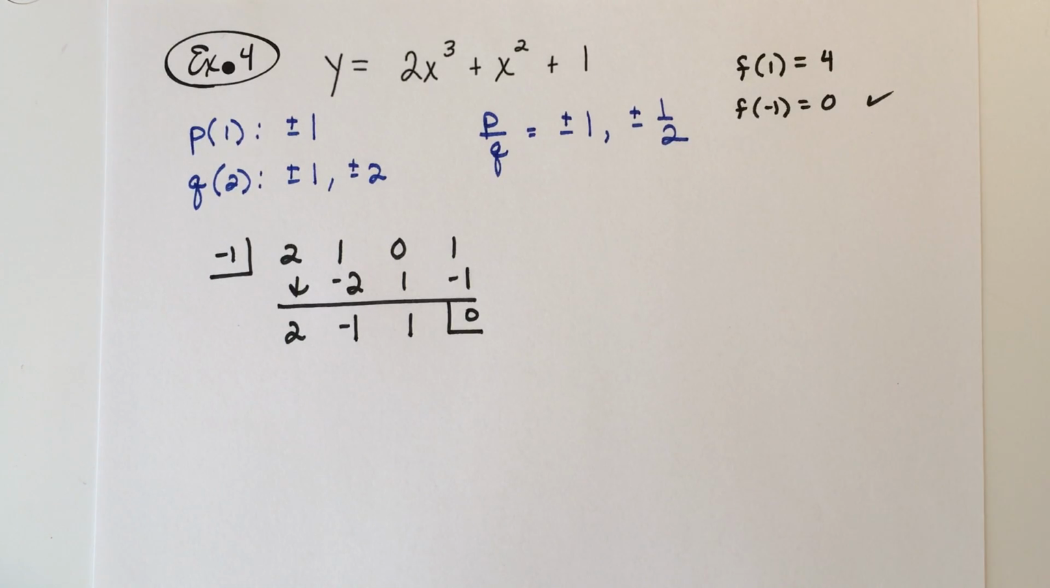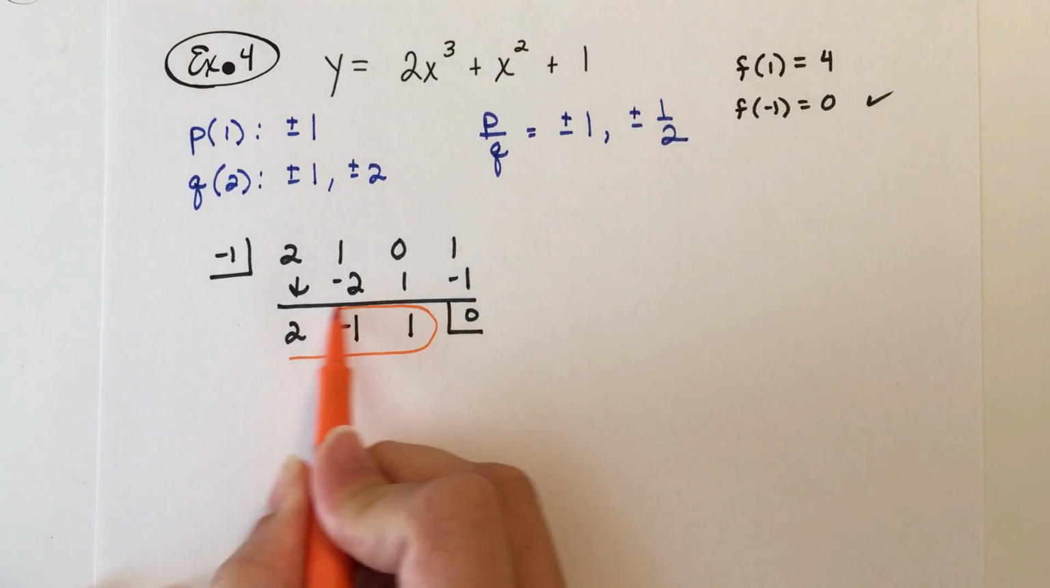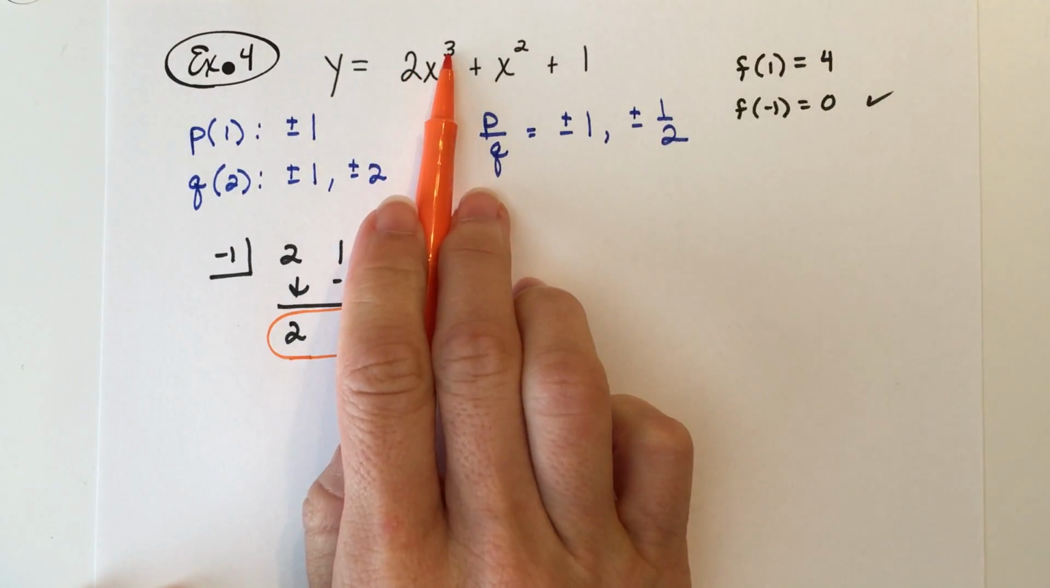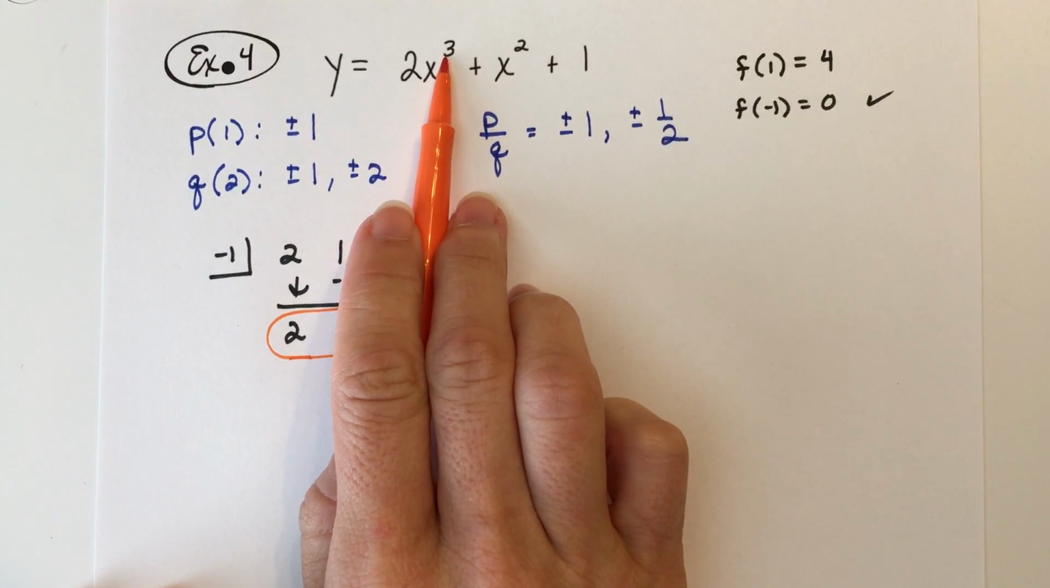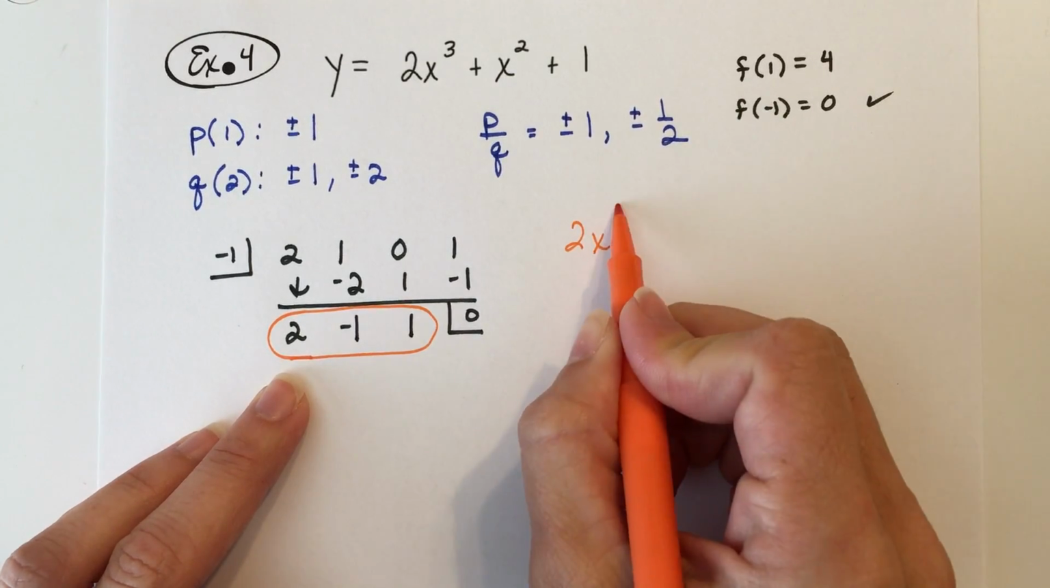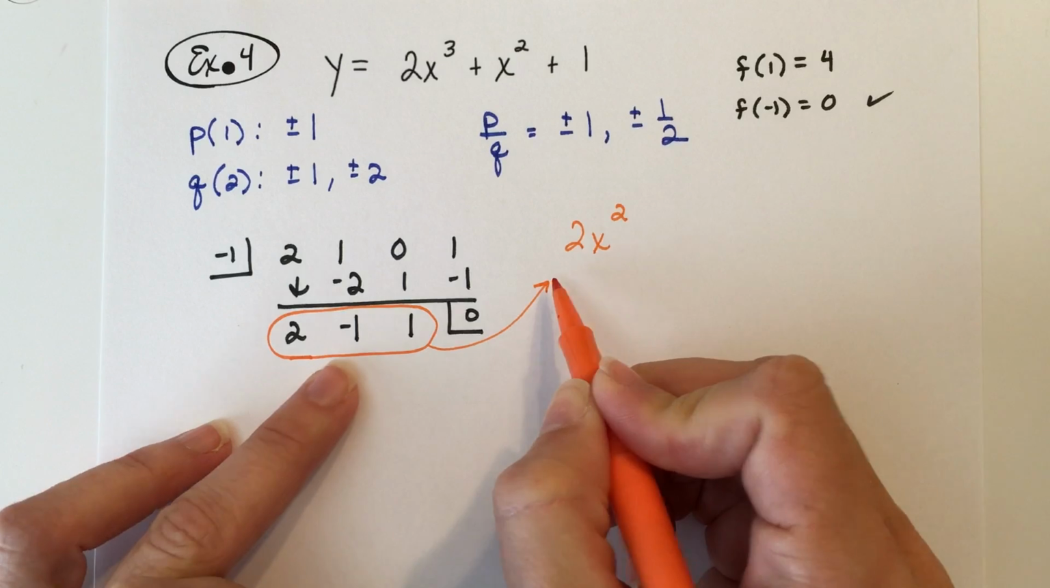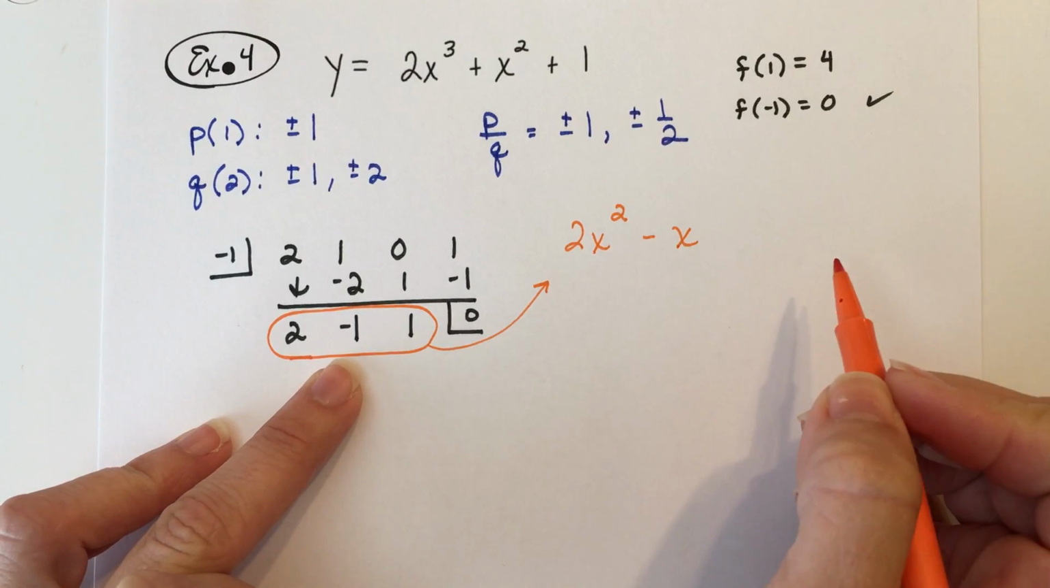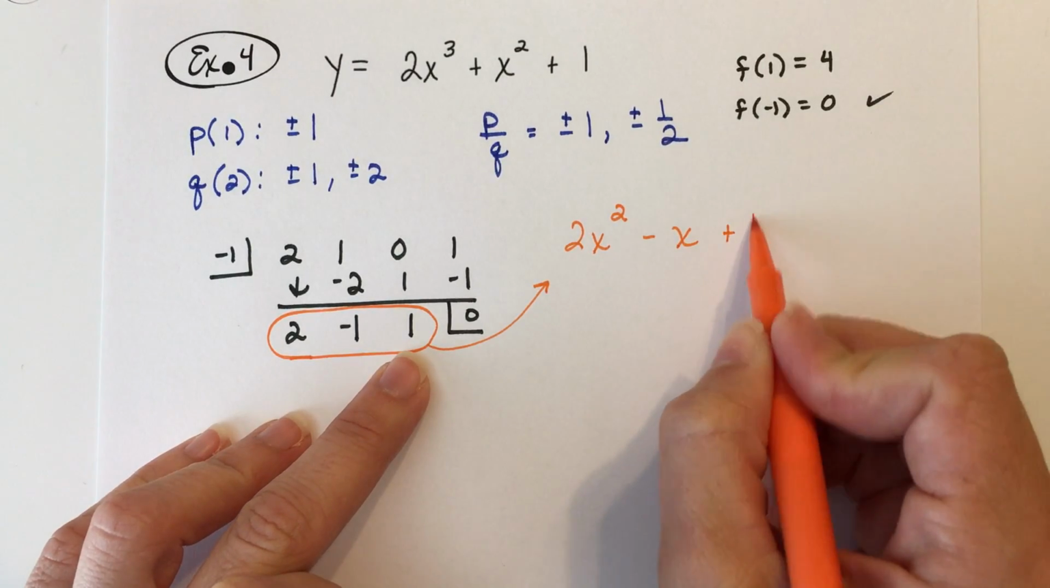So now you're going to take what you have across the bottom, remember, which is going to be 1 degree less than this. So I know it's going to represent a polynomial to the second power. So this is going to be 2x to the second power minus x to the first power, and then this would be plus 1.